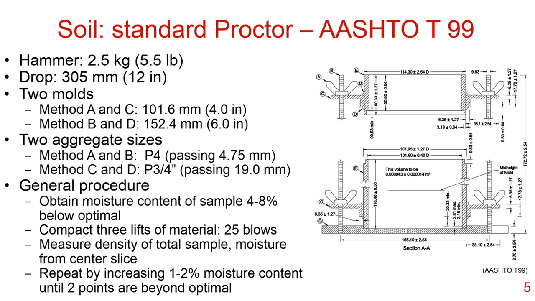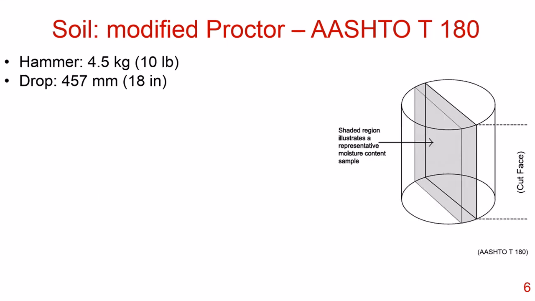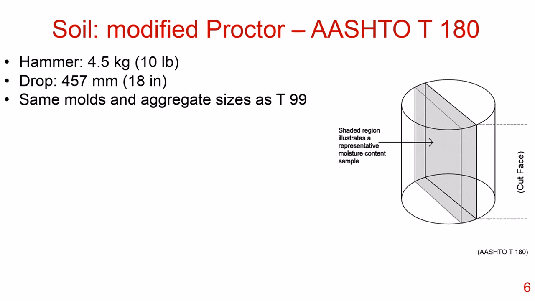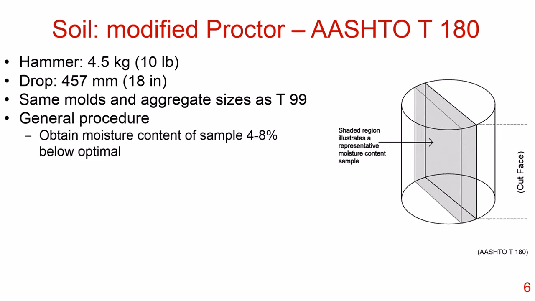So this is the standard Proctor, or AASHTO T99, and there's a couple of key differences when looking at the modified Proctor, or AASHTO T180. And you can see here for the modified Proctor, the hammer is heavier, it's 10 pounds or 4.5 kilograms, and it's dropped from a higher height, 18 inches or 457 millimeters. There are the same molds and aggregate sizes as T99, and the general procedure also has some similarities.